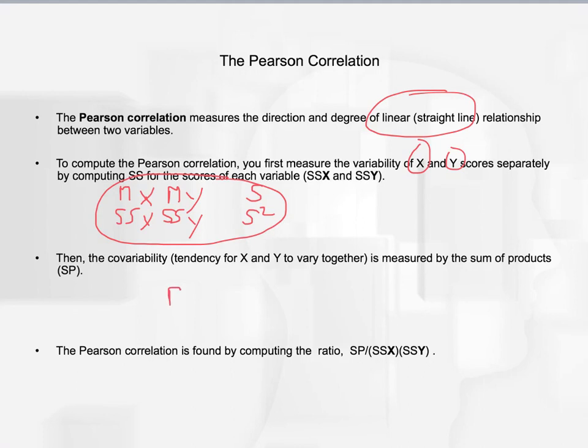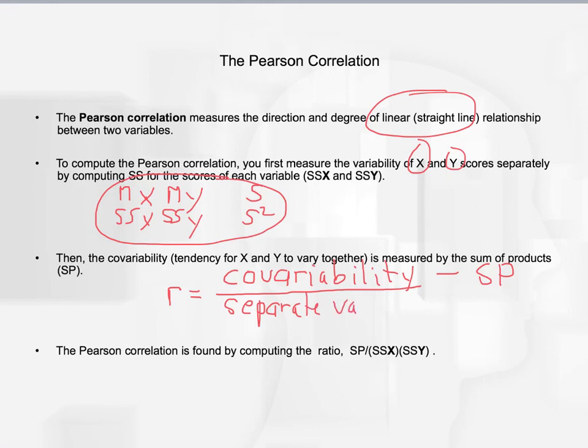Our correlation formula, the numerator represents how these two variables vary together, or covariability. And your book uses the letters SP, sums of the products, for the covariability. And we divide the covariability by the separate variability. And the denominator for that is the sums of squares for y and the sums of squares for x. And we take the square root of that and we get our denominator.